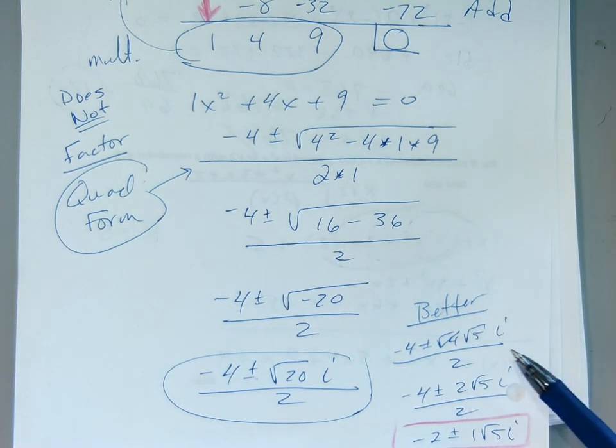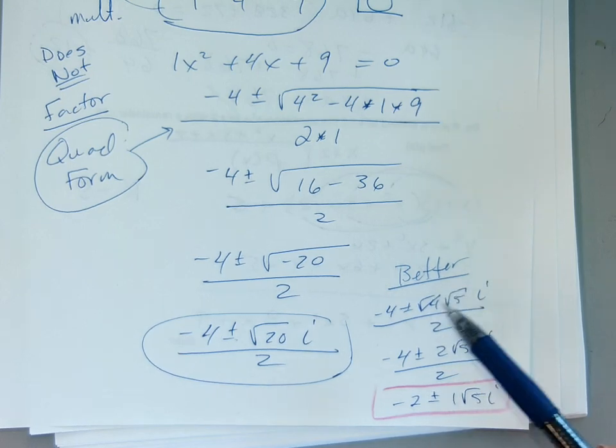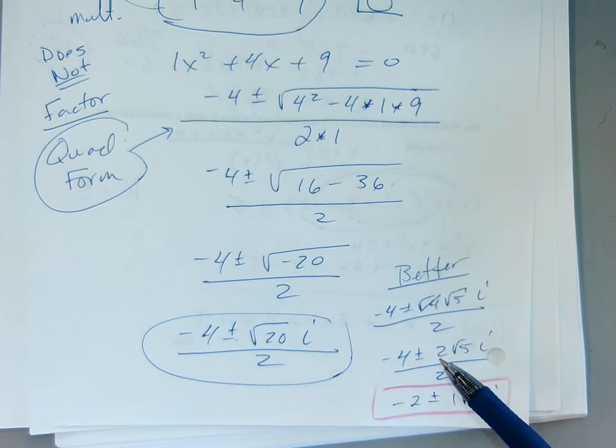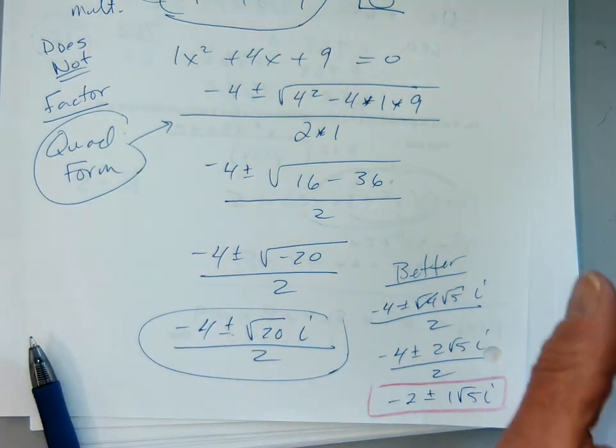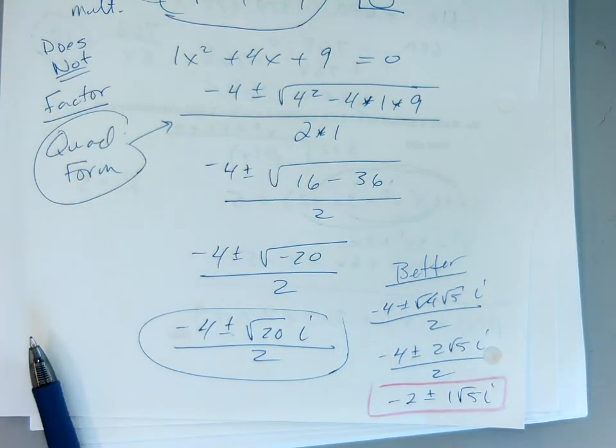Now, if you want to take it further, which I like, I broke up the 20 into 4 and 5. The square root of 4 is 2, so 2 square root of 5. I reduced my whole numbers. And so I get a better answer of negative 2 plus or minus the square root of 5 i. If you have the other answer, I'll take it. This is a better answer. And that's what I have. And so we'll review, and then we'll take the test.